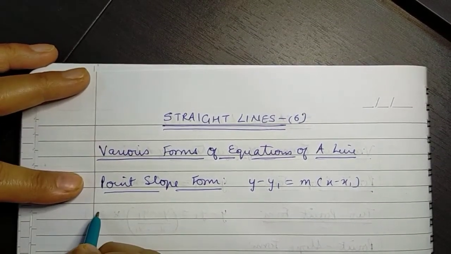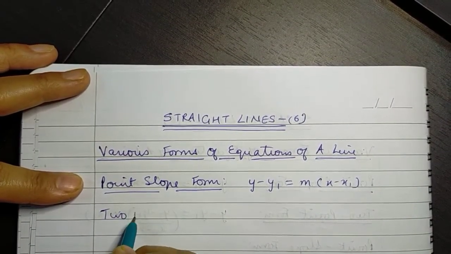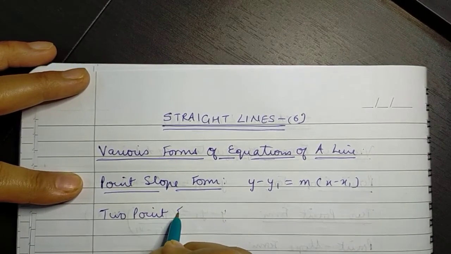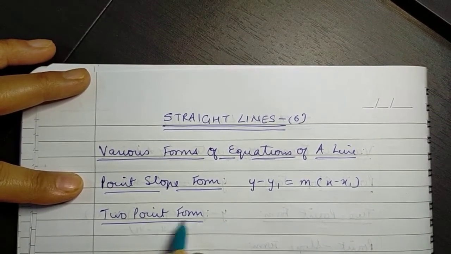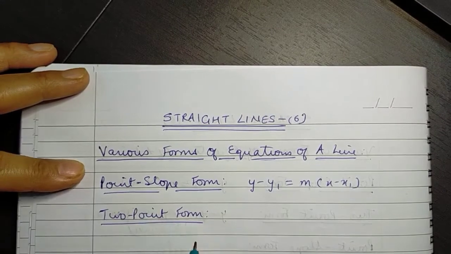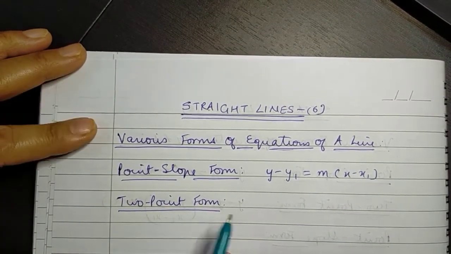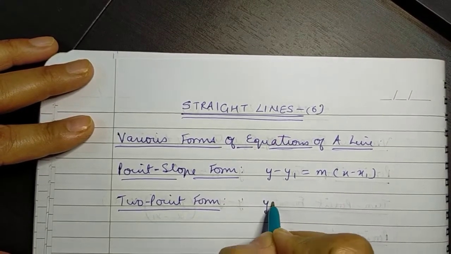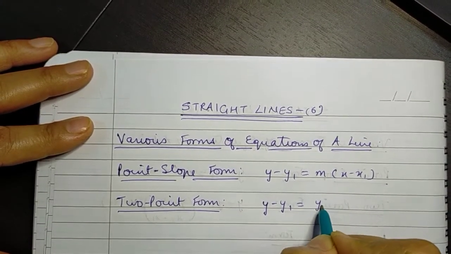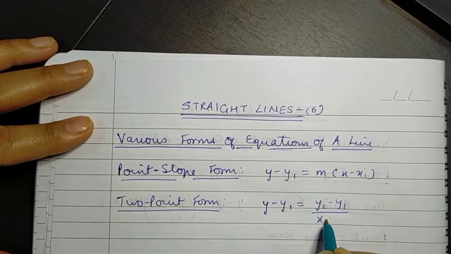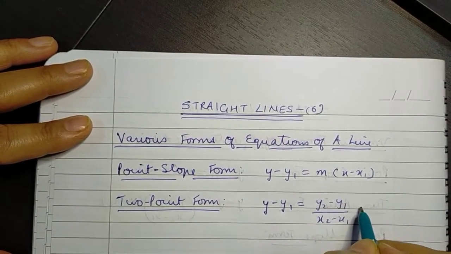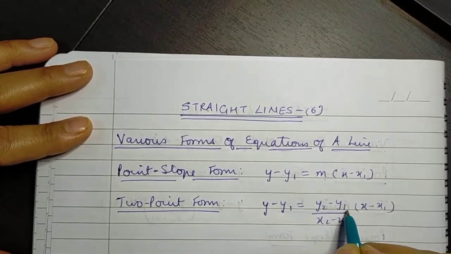The next category was the 2-point form. Here the two informations given to us were 2 points lying on the line, and the equation was y minus y1 equal to y2 minus y1 upon x2 minus x1 times x minus x1.